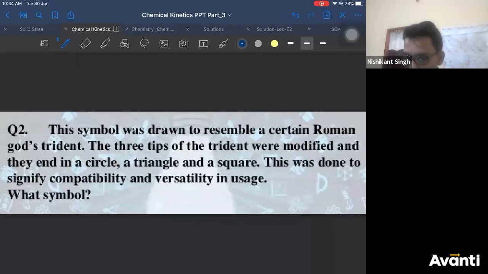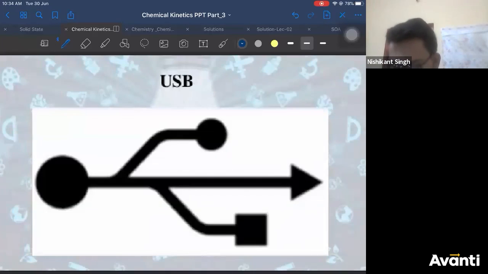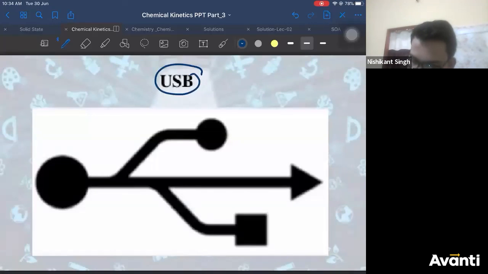This symbol was drawn to resemble a certain Roman god's trident. The 3 steps of the trident were modified and they now end in a circle, square, and a triangle. What does the symbol represent? Yes, it represents your USB cable. Circle, triangle, and square.